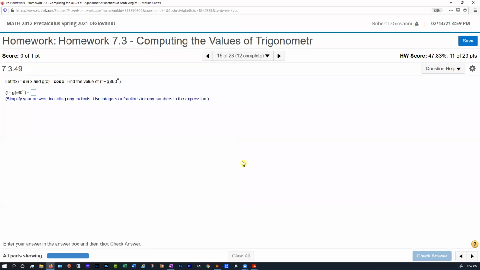Okay, so here's something different. All right, so we want to find the value of f minus g of 60 degrees. Okay, so what you need to know from college algebra is when you see this notation, it means you take f, plug in the 60 degrees, and subtract from it the g with the 60 degrees. That's just subtraction of two functions. Now for us, the f is the sine function, so this is going to be sine of 60 degrees, minus the g function, which is cosine, so cosine of 60 degrees.